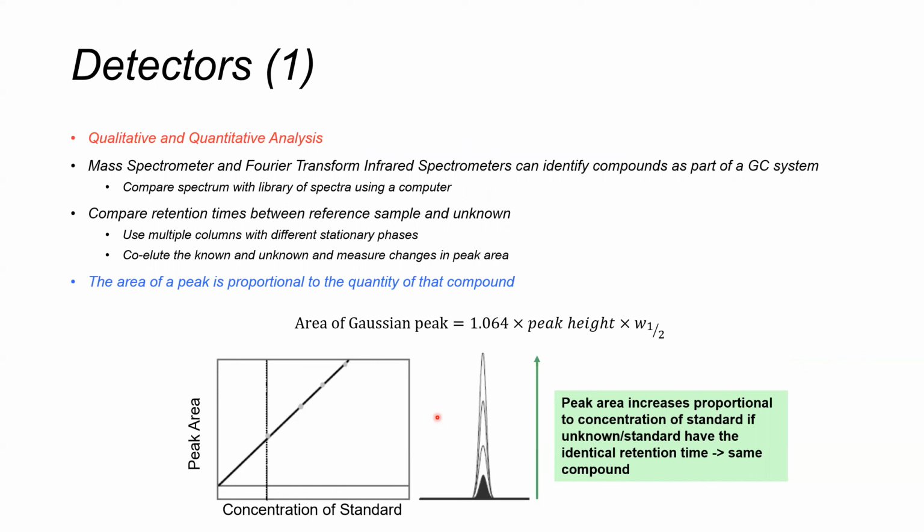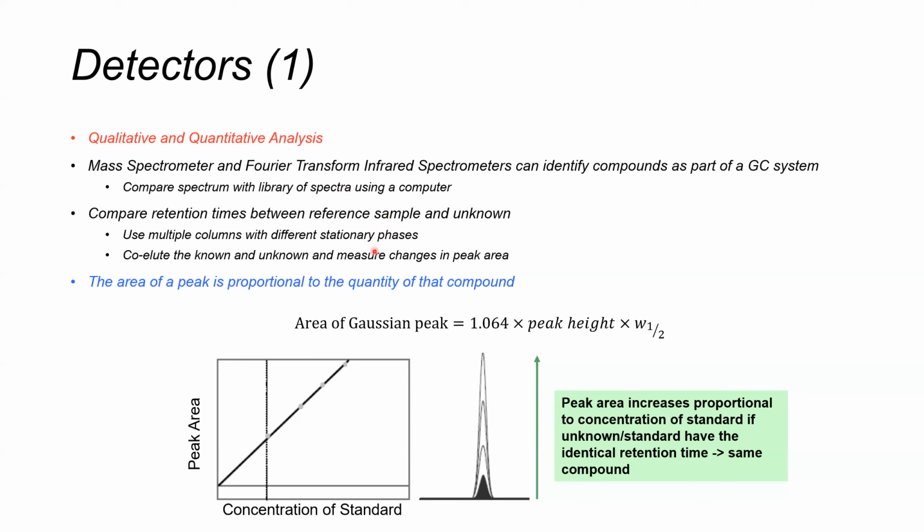This has the advantage of being able to separate our solution into its individual components through the chromatographic process. That means we can then do mass spectroscopy on each individual component of our mixture. Oftentimes the software has a library of spectra, which can help us identify the compounds, although it's not foolproof. Compare retention times between the reference sample and the unknown.